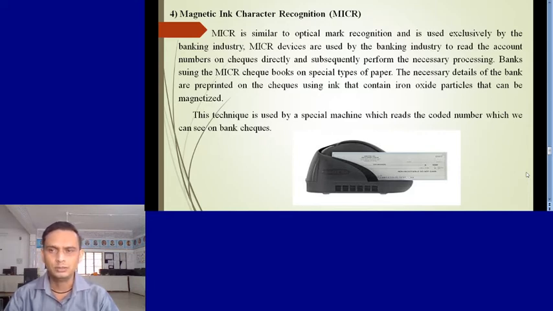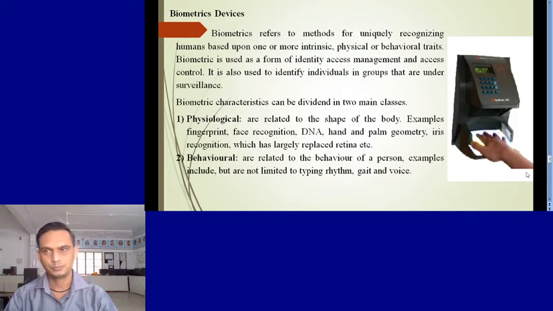Banks use the MICR checkbook on a special type of paper. The necessary details of the bank are printed using ink that contains iron oxide, which can be read by magnetic ink character recognition. This technique is used by a special machine which reads the code number that we can see on a bank check. Next method is the biometric devices.